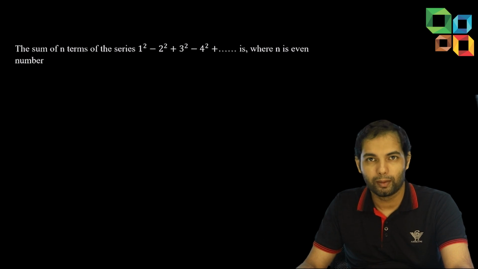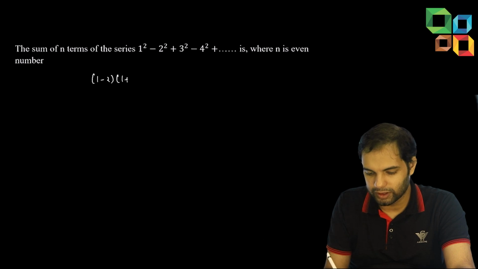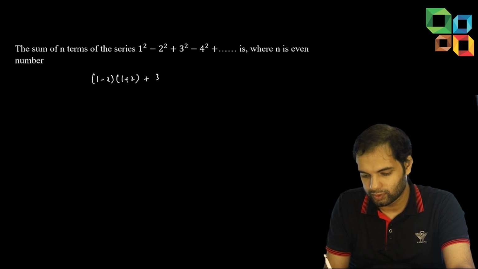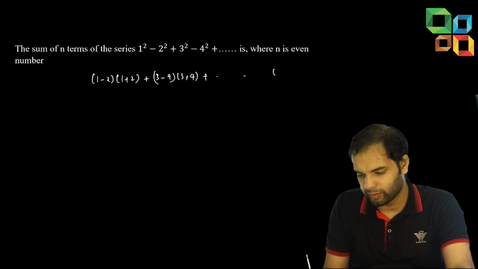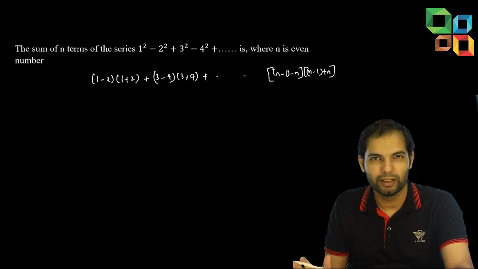So we can write it as 1 plus 2 into 1 minus 2, with minus 1 common. So 1 minus 2 into 1 plus 2, this is what you're suggesting, right? And then 3 plus 4 into 3 minus 4, that is 3 minus 4 into 3 plus 4. At the end, the last term would be n minus 1 minus n, into n minus 1 plus n. I think that covers it.